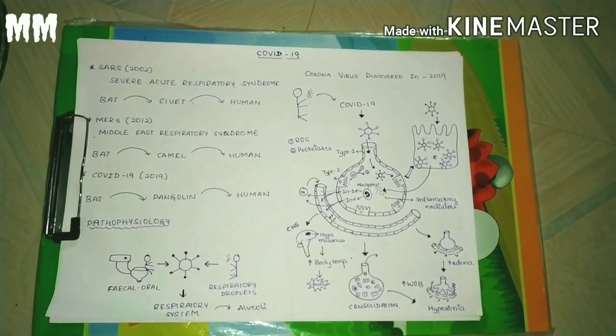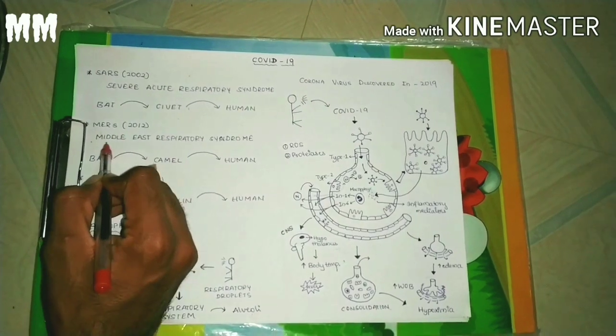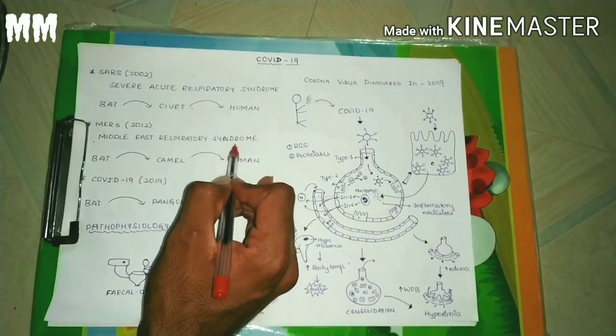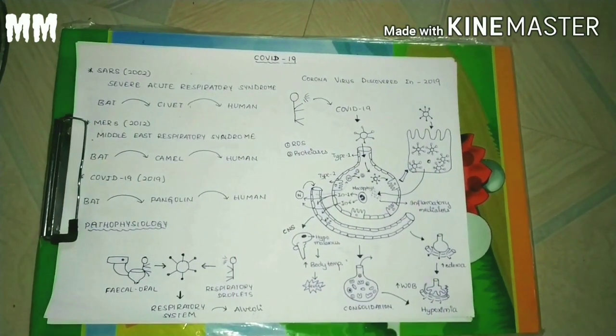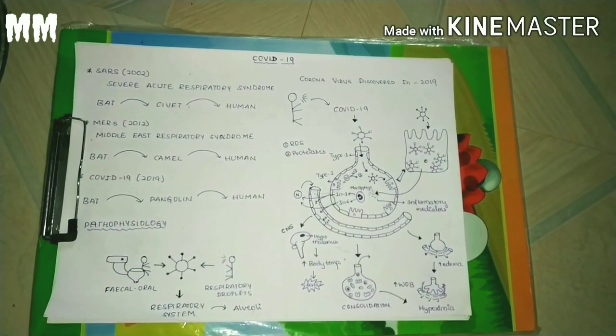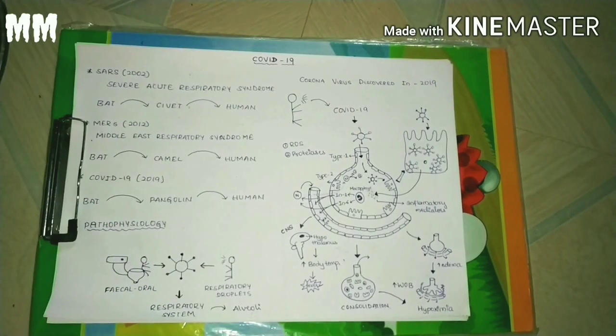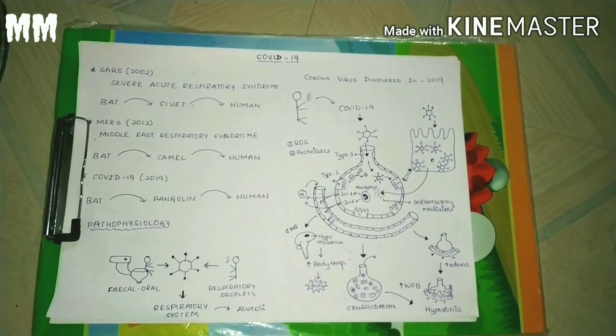After a decade, in 2012, again a coronavirus caused MERS, which stands for Middle East Respiratory Syndrome. Again in bats it mutated and was transmitted to the next intermediate host, believed to be the camel, and then mutated enough to infect humans. This is all about the MERS virus in 2012.